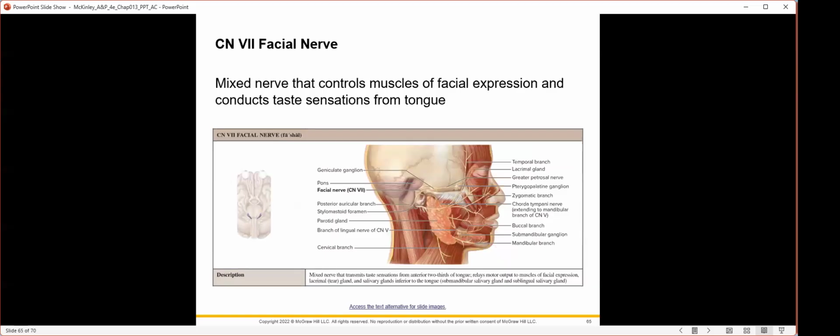Cranial nerve number 7 is your facial nerve. It is a mixed nerve, which means it has both sensory and motor function. It controls muscles for facial expression. That's its motor function. But its sensory function is that it has taste sensations from the tongue.